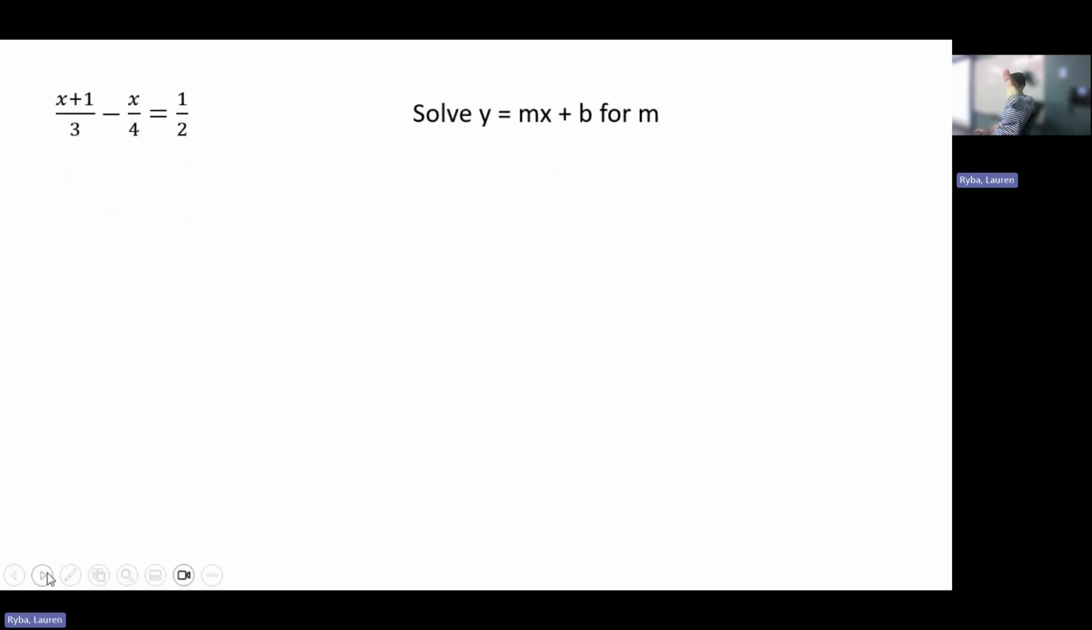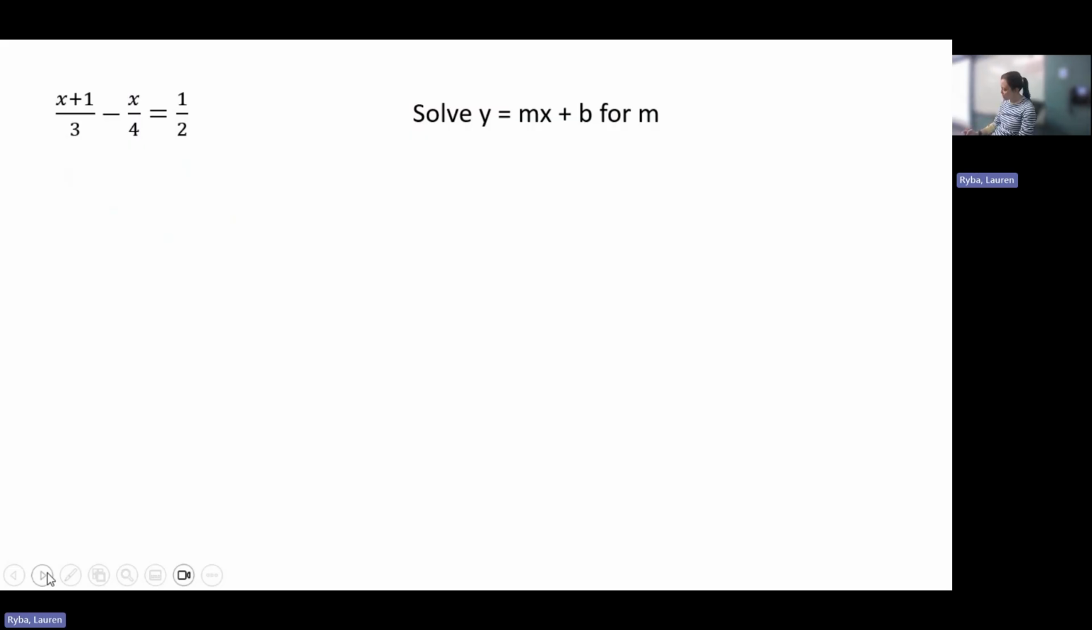All right, next one, fractions. We have x plus 1 over 3 minus x over 4 equals 1/2. Generally, I throw in a fraction and people are like, oh, I hate fractions, I don't want to work with fractions. It's really not that bad. There is one step that we can do, and it will clear out the entire fraction.